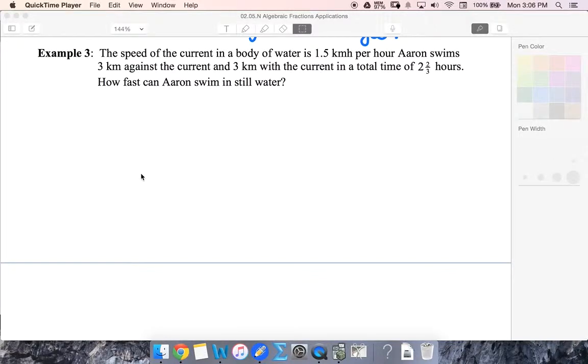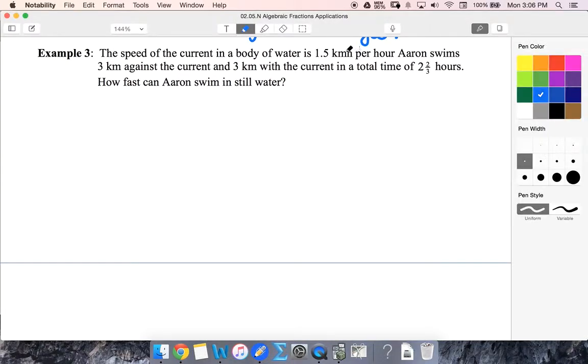Right, here we are, part B, example 3. Speed of current in a body of water is 1.5 kilometers per hour. So there's an extra H there, sorry. So let's think about this first. I've got speed of a current, so it's flowing this way, 1.5 kilometers per hour. So when I swim with the current, I get faster, and swimming against the current, I get slower.